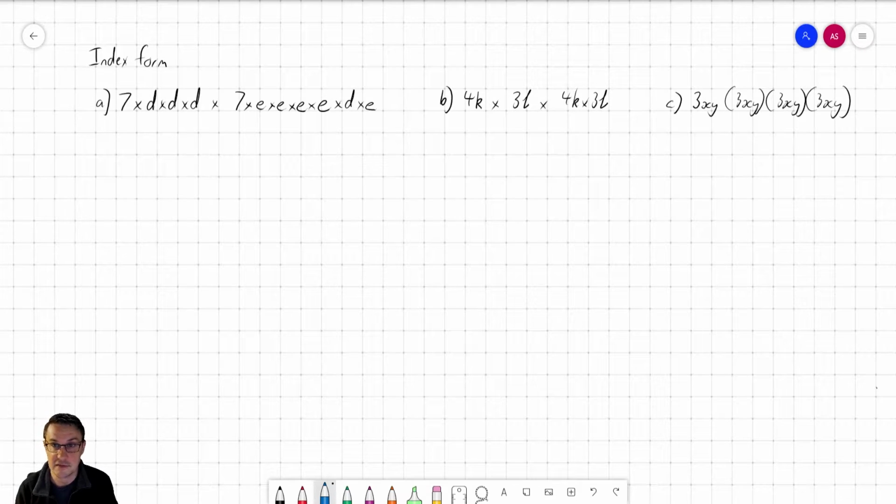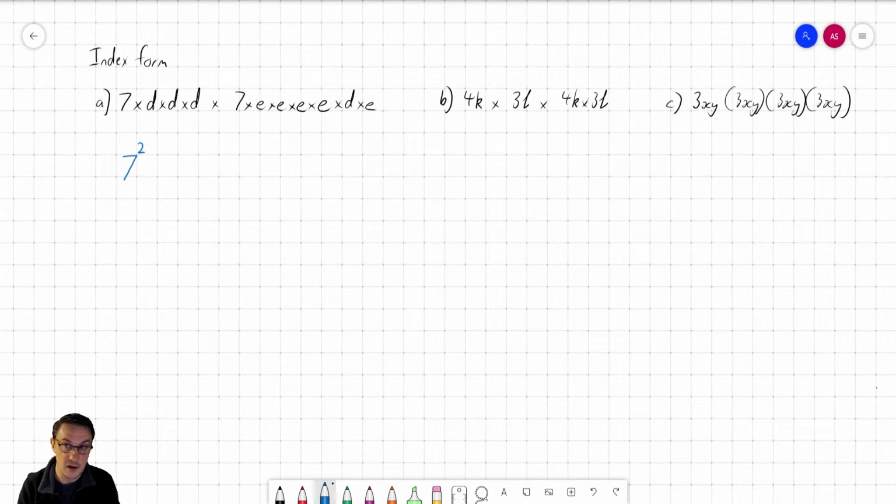Now, in this first instance, we've got 7 times d times d times d times 7 times e times e times e times e times d times e. Again, breaking this into parts. The first thing I want to deal with is the numbers here. The only number that I have is 7, and there's two of them. So I'm going to write down a 7, and that's going to be one of our bases here. And because there's two of them, I'm going to give that a power of 2. Now, I've dealt with the numbers here, and I don't need to worry about the numbers anymore.